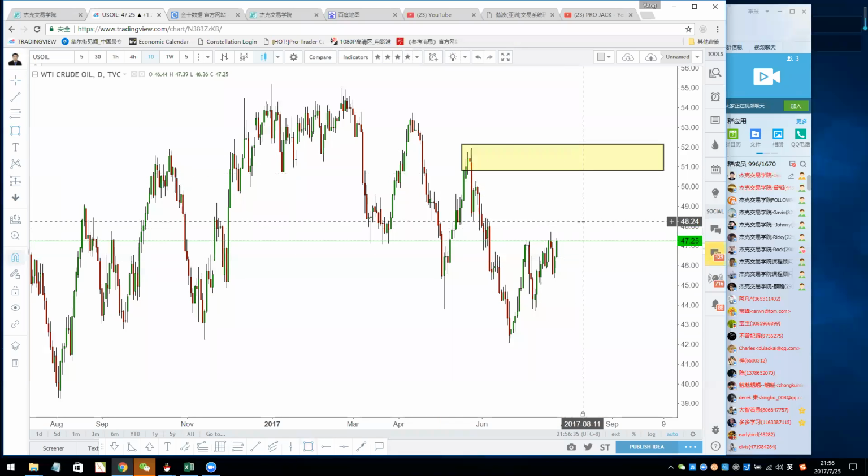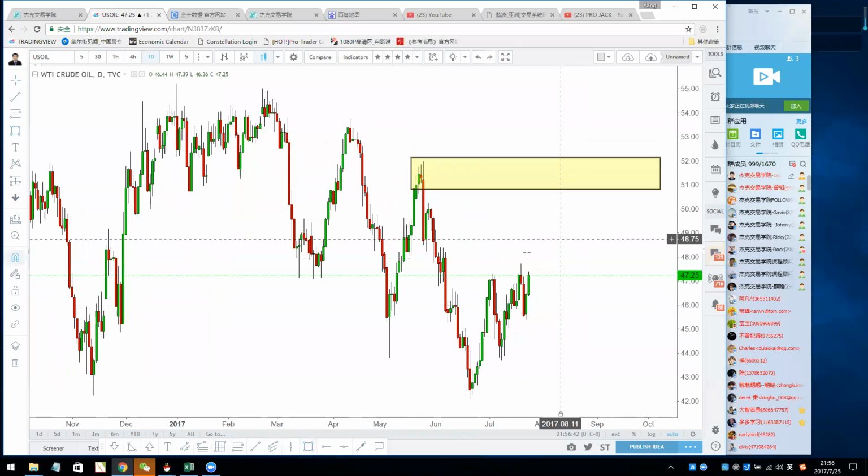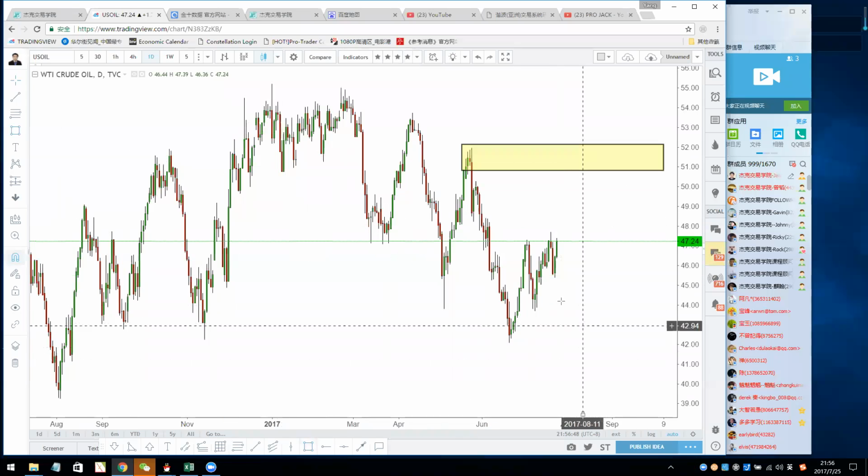So don't short oil for a longer-term short until it rises to a very high place. Right now it still has upper space, so we want to focus on buying low and selling high. The low is here, about 44. Right now it's 47.